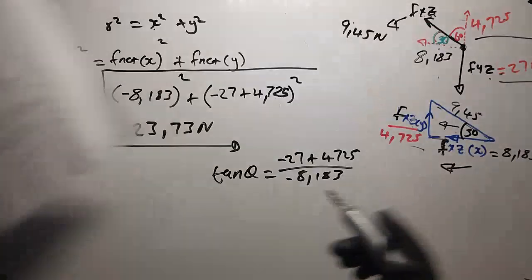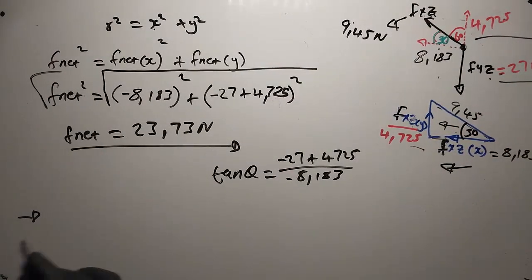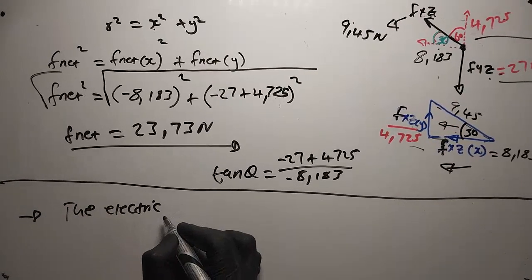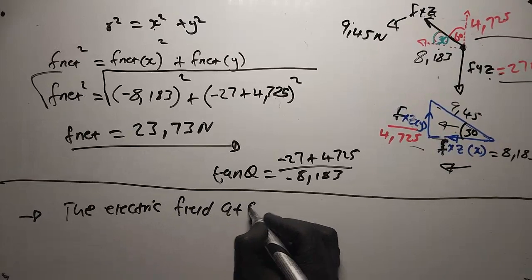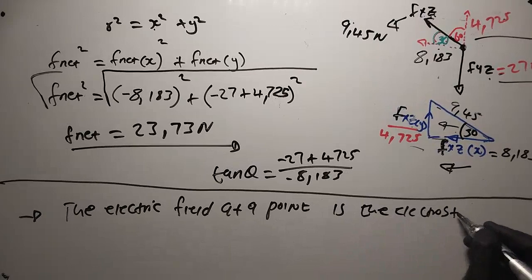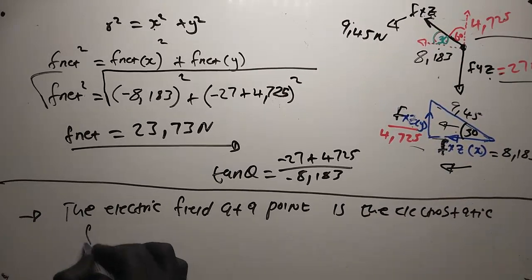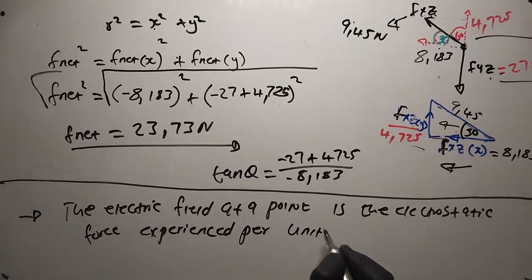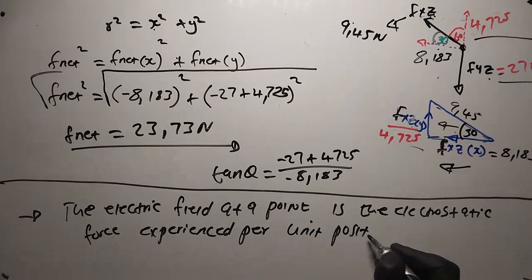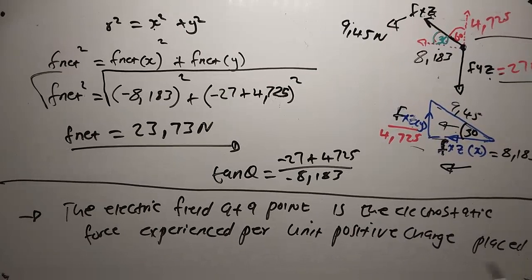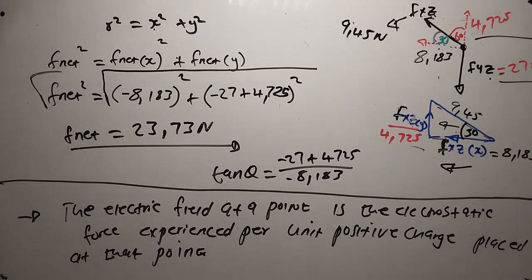It says define the electric field at a point. So how are you going to define it? It's so simple. The electric field at a point is the electrostatic force experienced per unit positive charge placed at that point. This is the definition of the electric field at a point.